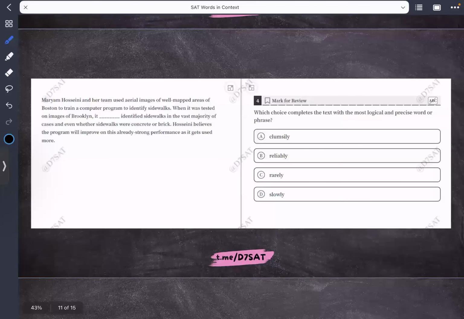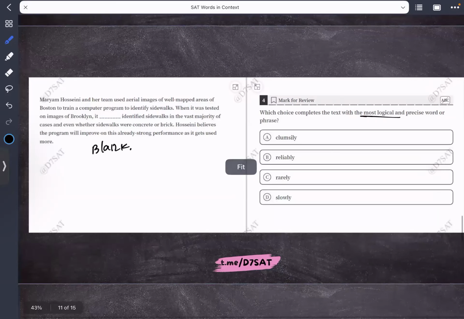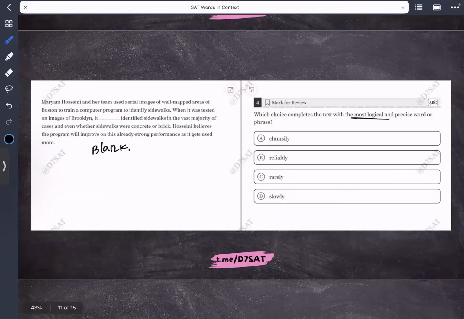So we chose "complete the text with the most logical and precise word or phrase." This one is like a blank question type. This one is a blank one, and then we can see which one fits best here. Mariam Hosseini and her team use aerial images. Aerial means, for example, maybe using helicopters, relating to air, maybe using drones or maybe using planes. I don't know. So yeah, any type of aerial images of mapped areas.